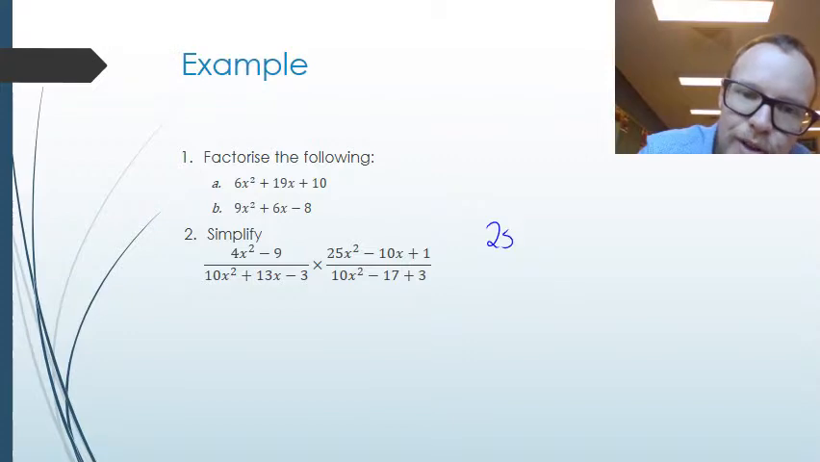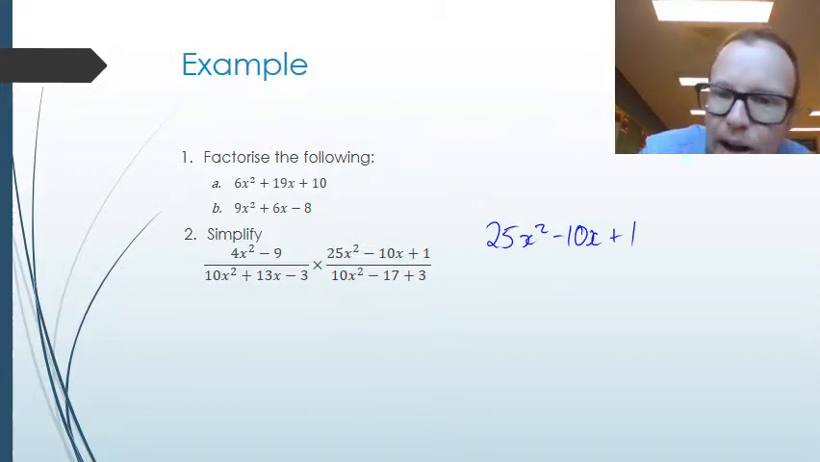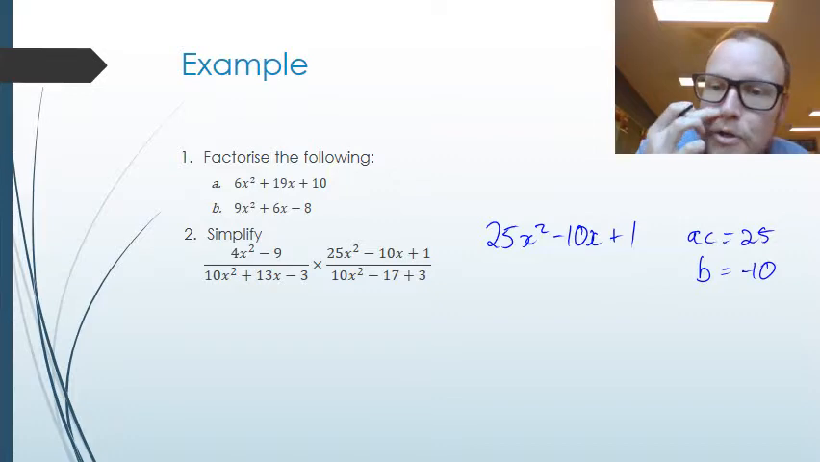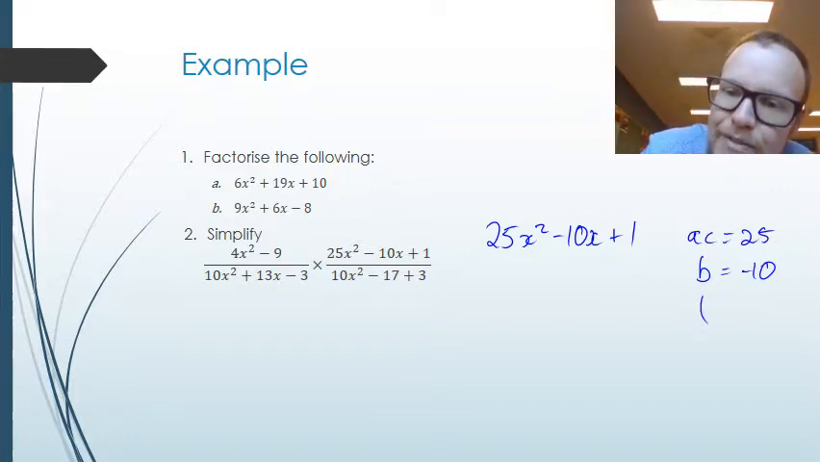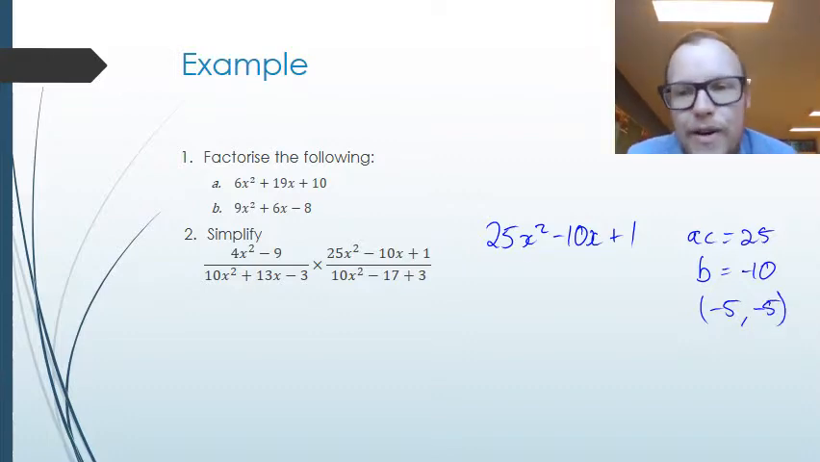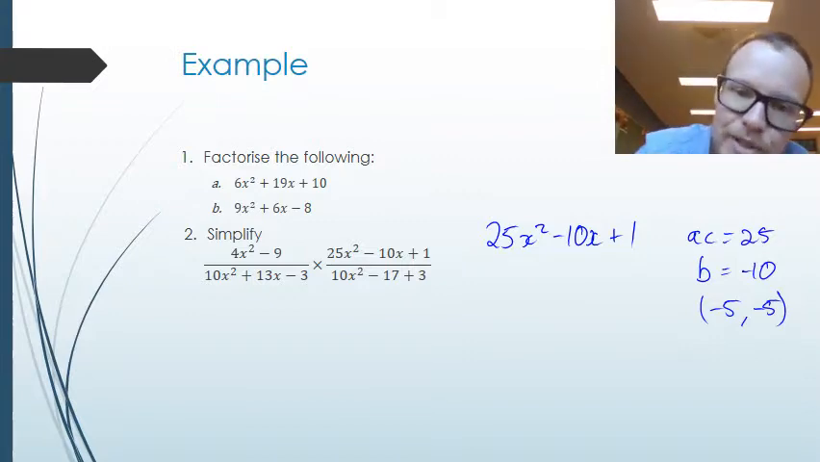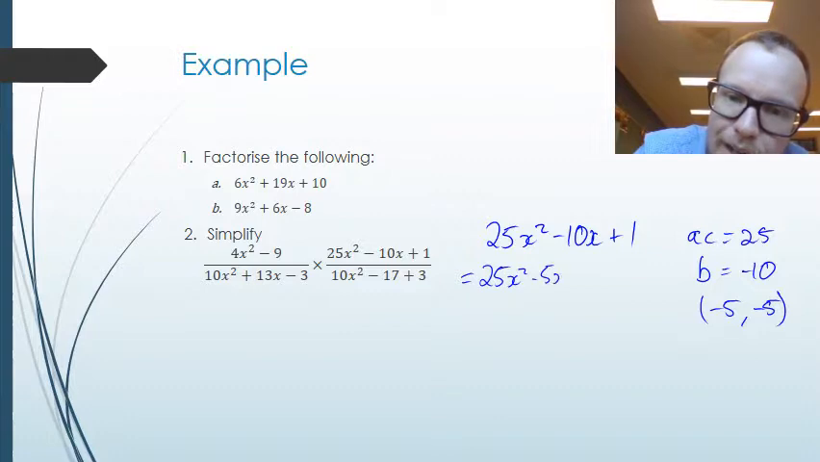All right, let's look at the next one. We've got 25x squared minus 10x plus 1. AC here is 25 and B is negative 10. So two numbers that multiply to give 25 and add to give negative 10 are negative 5 and negative 5. Negative 5 times negative 5, positive 25. Negative 5 plus negative 5, negative 10. So then this becomes 25x squared minus 5x minus 5x plus 1.